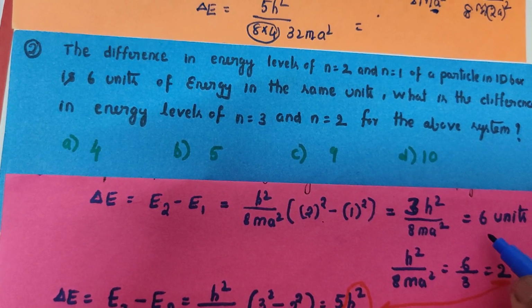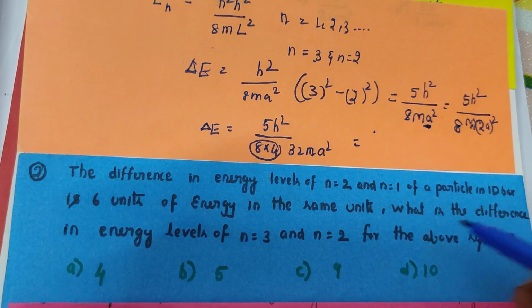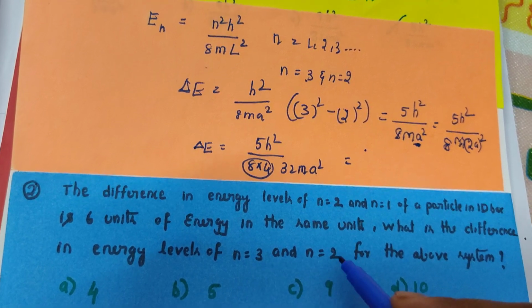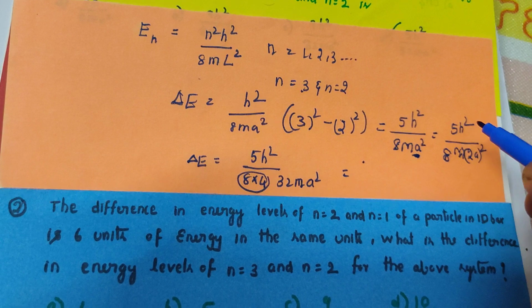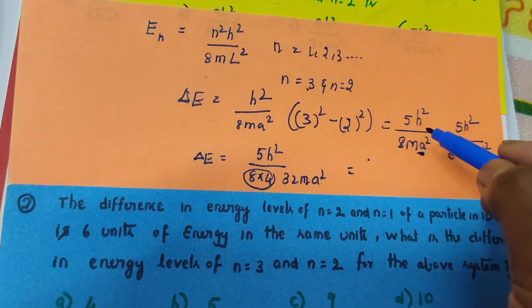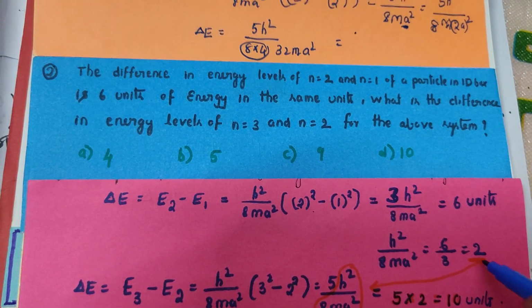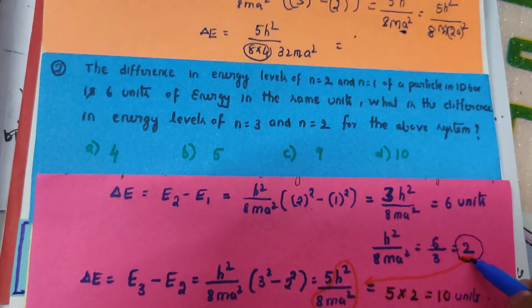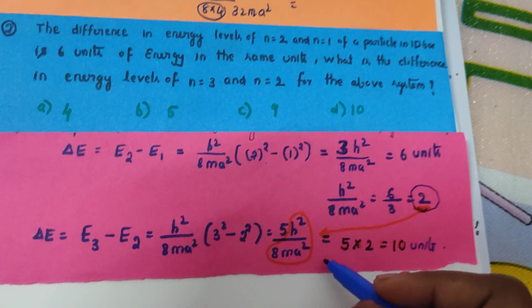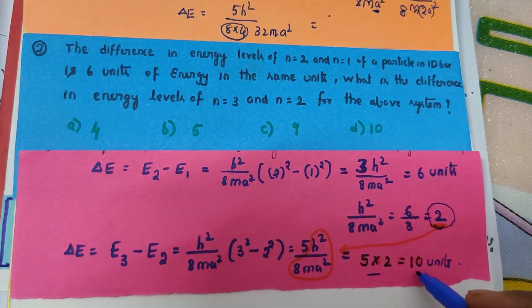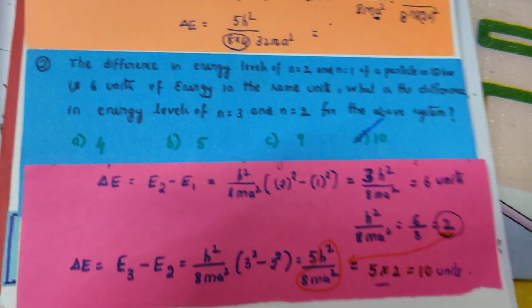But what are they asking? They are asking the same thing we discussed earlier: the difference between energy levels n=3 and n=2, which is 5h square upon 8 m a square. Now we know h square upon 8 m a square is 2 units, so substituting, 5 multiplied by 2 comes to 10 units. So option D will be the right answer.